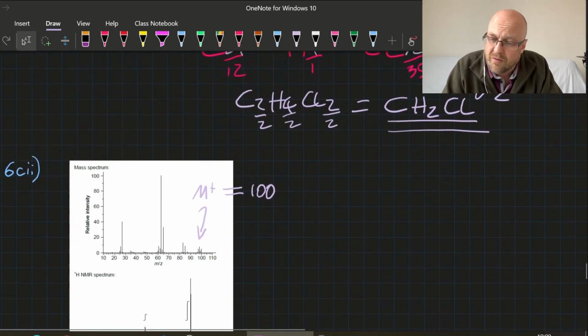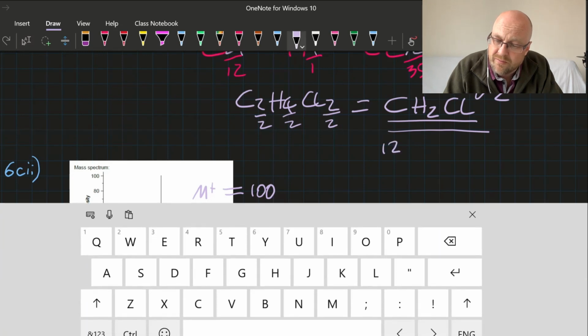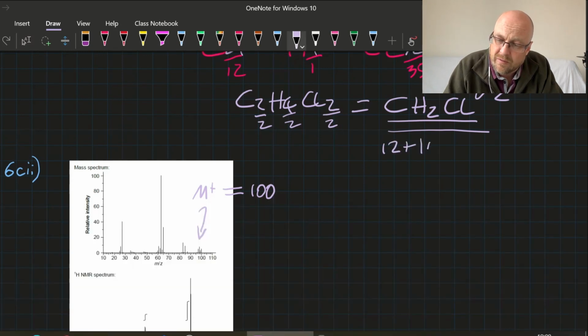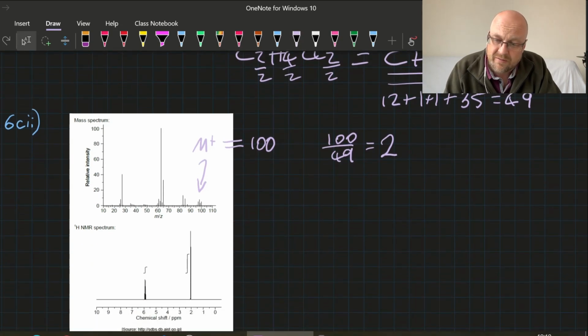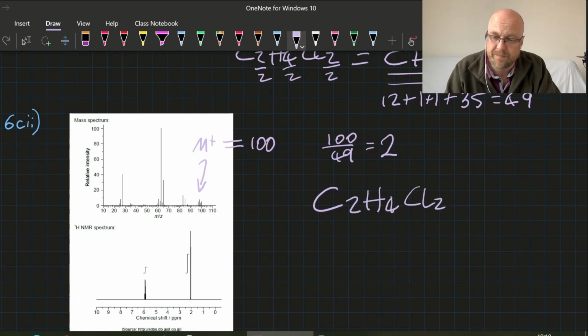Now, how much does my empirical formula, what's the mass of that? 12 plus 1 plus 1 plus 35.5, let's say 35. It's 35, 36, 37, 47, 48, so that's about 49. So I can see that 100 divided by 49 is near enough 2. So that means I need to double my empirical formula to get the molecular formula. So it's going to be C2H4Cl2.